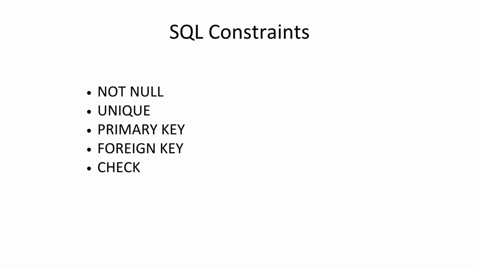SQL constraints. Constraints enforce rules on your data. NOT NULL: column cannot be empty. UNIQUE: values must be unique. PRIMARY KEY uniquely identifies each row. FOREIGN KEY links to another table. CHECK ensures values meet a condition. They ensure your data stays clean and consistent.